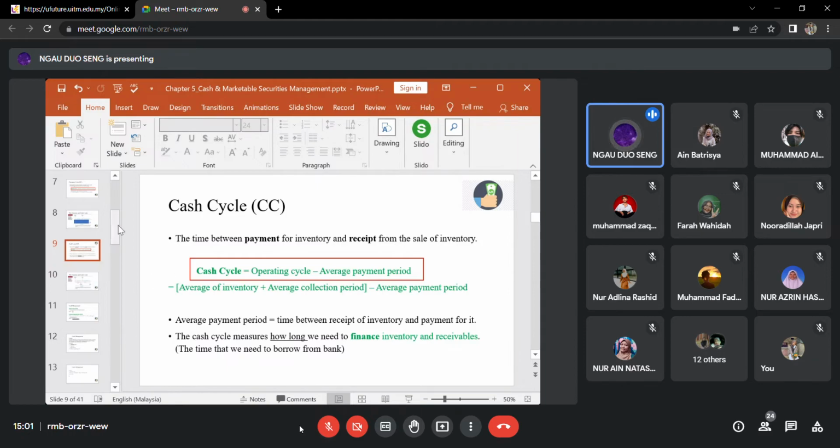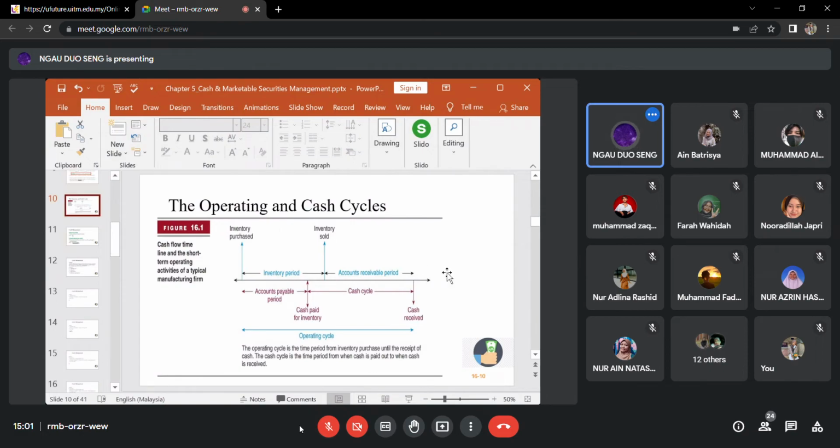So if you refer back to the previous graph, timeline, right, then you can see here when the inventory you beli, until you make cash payment kat sini, so this period adalah account payable period, which you buy the raw materials until you make payment, account payable period.